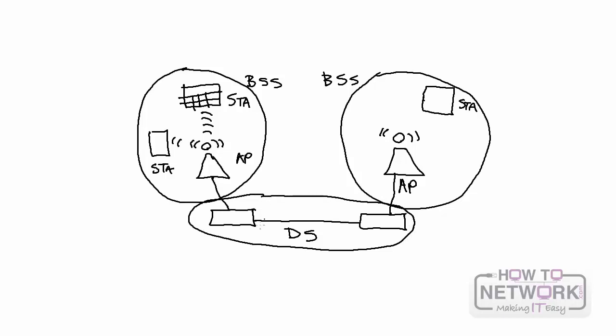Now, if we look at the big picture, both of these basic service sets and the distribution system, this is the extended service set. This includes all of the wireless equipment and any equipment used to connect the wireless equipment together.